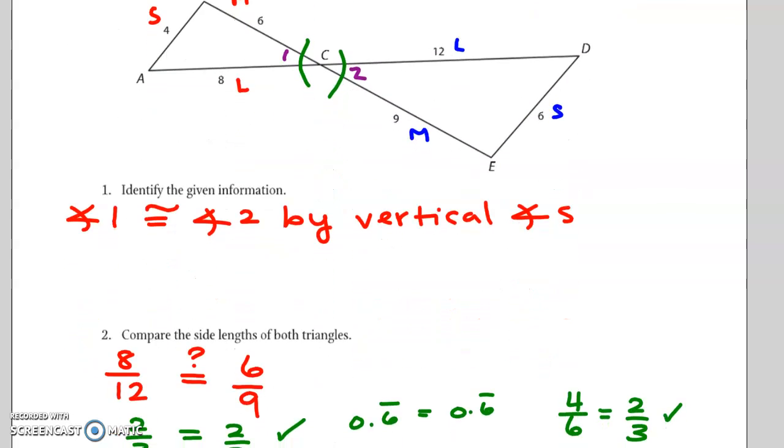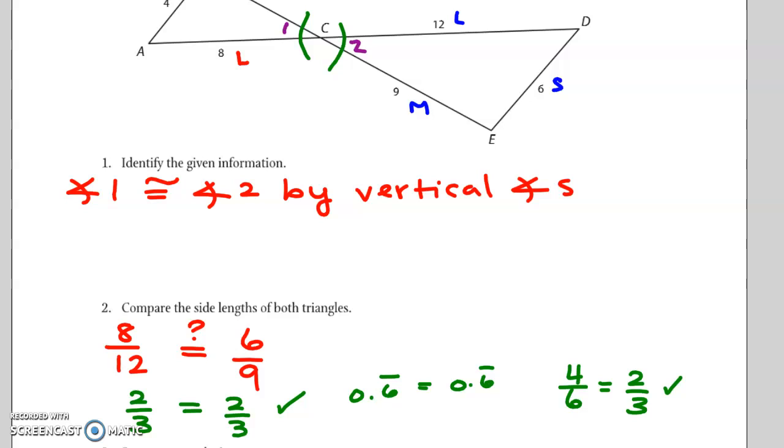And that's what I'm trying to show you down here. So I compared 8/12 with 6/9, and notice that reduces to 2/3, and then I did 4/6, and that too is 2/3. You could have given me the decimal of 0.6 repeating as well. But basically, this is showing me that the side lengths are proportional.